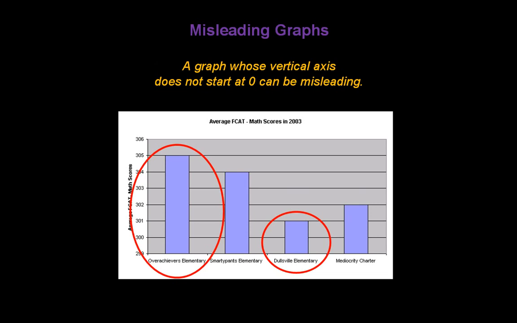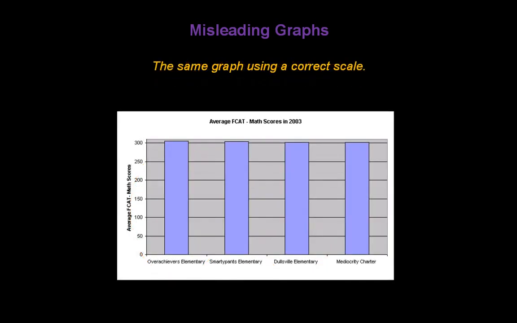Let's remake this graph properly. Here's the same graph using a correct scale. We start at 0 at the bottom. We use equal intervals all the way to the top, and when we fill in the bars for each school, we find there really isn't much difference in the math scores at all.